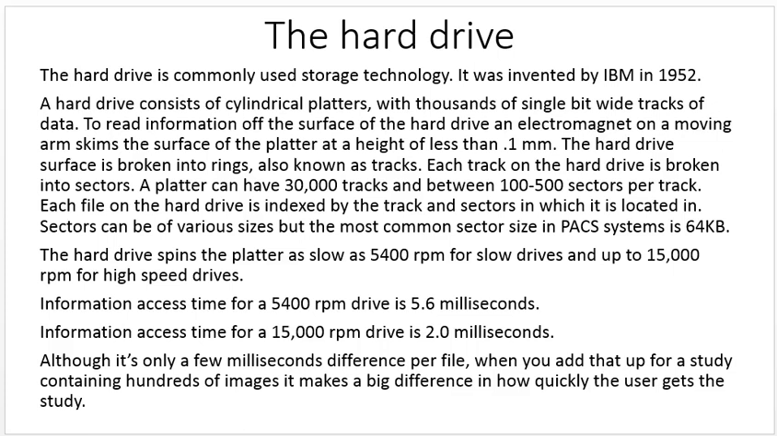Each file on the hard drive is indexed by the track and sectors in which it is located. Sectors can be of various sizes, but the most common sector size in PACS systems is 64 kilobytes. A hard drive spins the platter as slow as 5,400 RPM for slow drives and up to 15,000 RPM for high-speed drives. Information access time for a 5,400 RPM drive is 5.6 milliseconds. For a 15,000 RPM drive it is 2.0 milliseconds. Although it's only a few milliseconds difference per file, when you add that up for a study containing hundreds of images, it makes a big difference in how quickly the user gets the study.